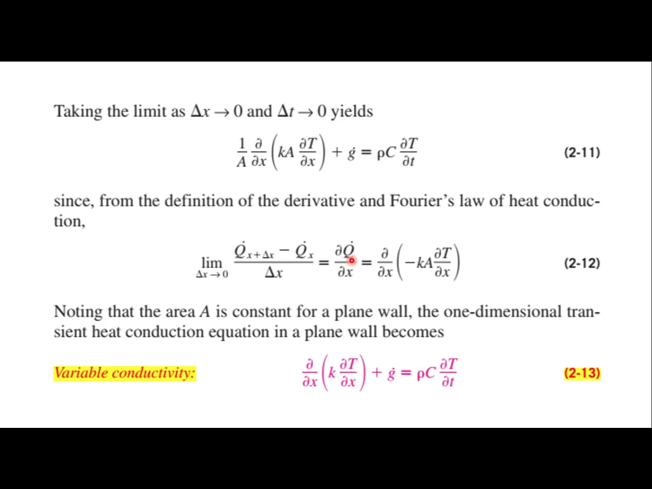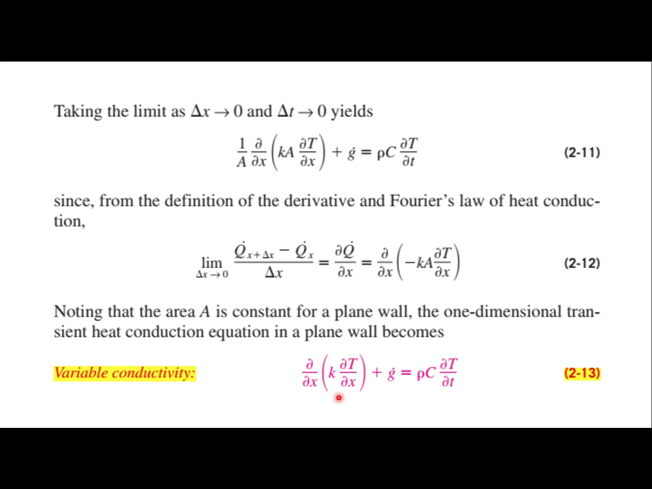We know that q is given by Fourier's law of heat conduction. So the derivative with respect to x will be written outside, and q can be expanded from Fourier's law of heat conduction, which is minus kA delta T by delta x. So this part would be equal to this part, and here is the simplification of this equation. Noting that the area A is constant for a plane wall, the one-dimensional transient heat conduction equation in a plane wall becomes just like this one.